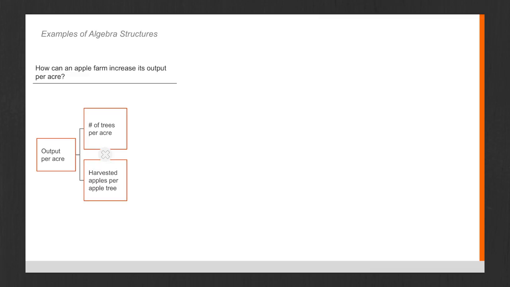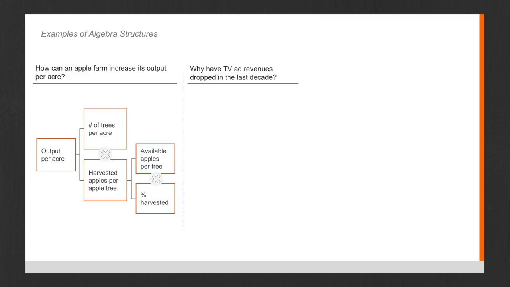Now I can go a layer deeper and break down harvested apples per apple tree and break it down into available apples per tree times the percentage harvested. So this is a structured way to solve this problem. Let's check another example. Why have TV ad revenues dropped in the last decade?